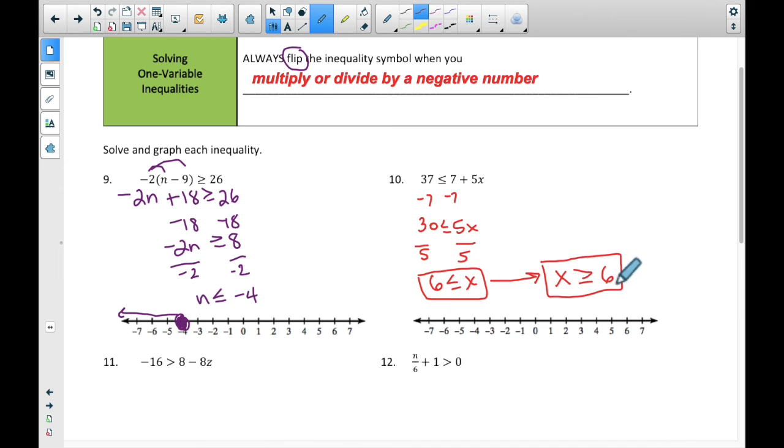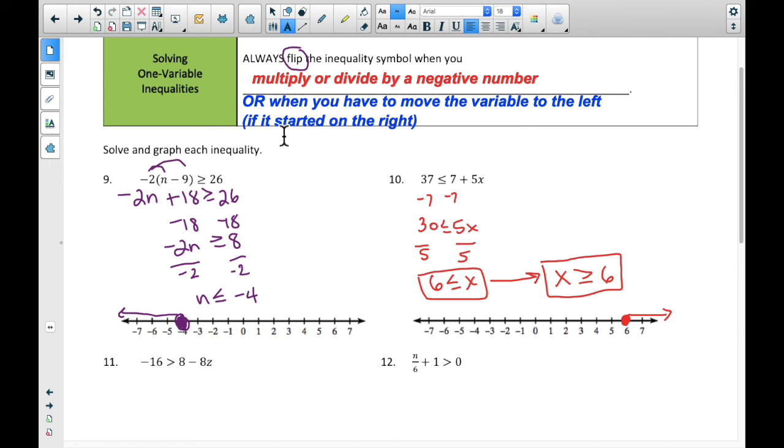This one's better. The reason it's better, because now I go to my positive 6, and I put a solid dot because it's equals, and I go to the right because it's greater than. This way, my arrow still points the same way. This one, it wouldn't point the same way. It might be a little bit confusing. So I'm actually going to put another line in the sentence here.